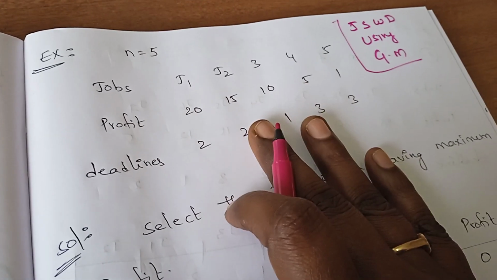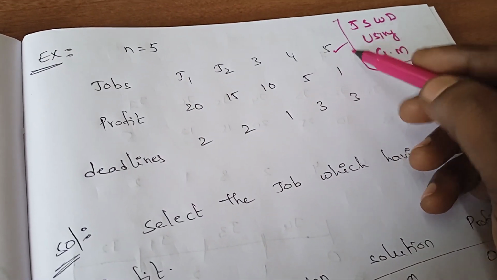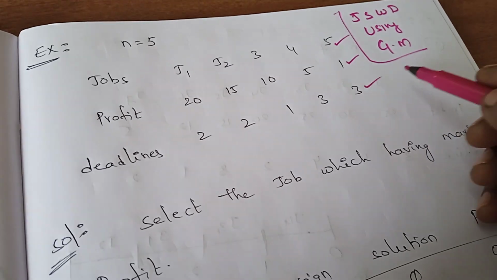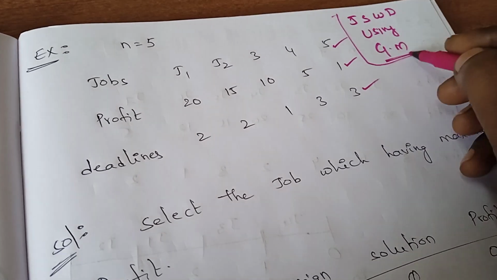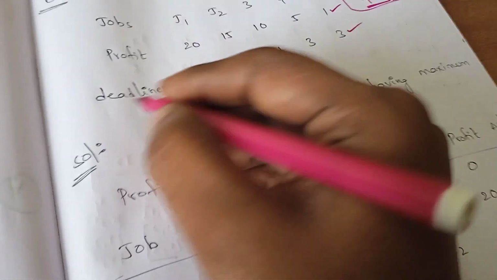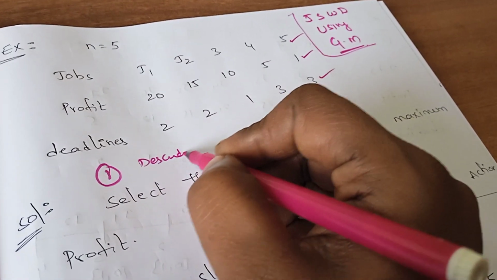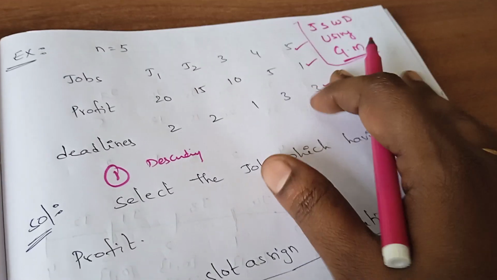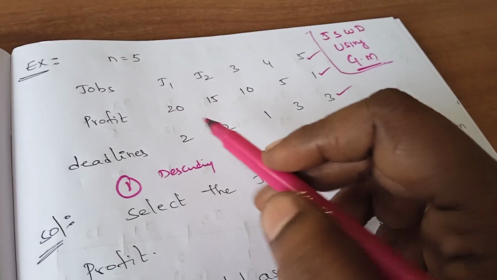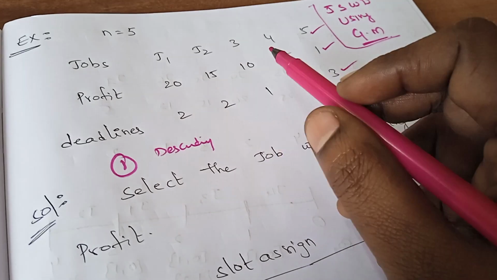Now, the problem is this. There is a table where you can see the number of jobs, profits of jobs and deadlines. You have to apply the greedy method to find the solution. As I told you in the previous video, the very first step of the solution is arranging all your jobs in descending order of profit. So I have my table in the same descending order, with the highest profit first, followed by the least. This is the first step.